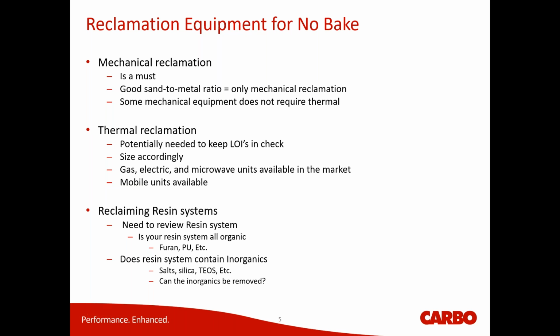The different types of thermal reclamation units are gas, electric, and microwave. There are also mobile units on the market. What do I mean by mobile? There are companies out there that offer them as leasing options. So you can lease this piece of equipment. They will deliver it to your site. And in some cases, you can move it around your site and run it off of 110 or gas or something like that. If you have interest in that, please contact us. We can put you in contact with the companies that we know that do it and help you that way.